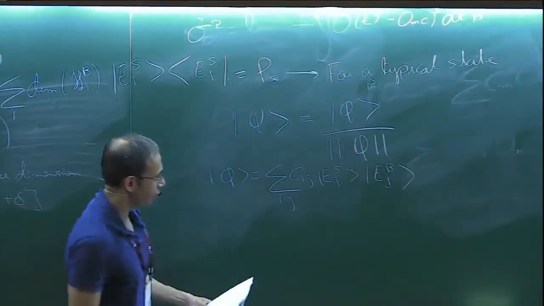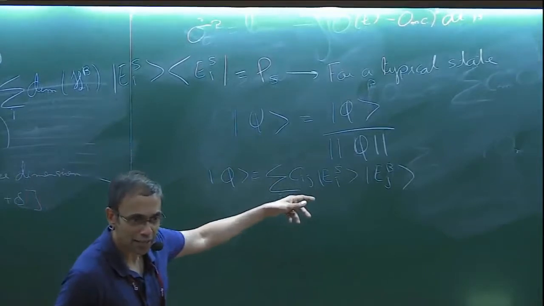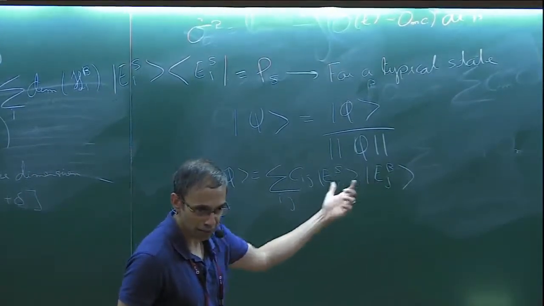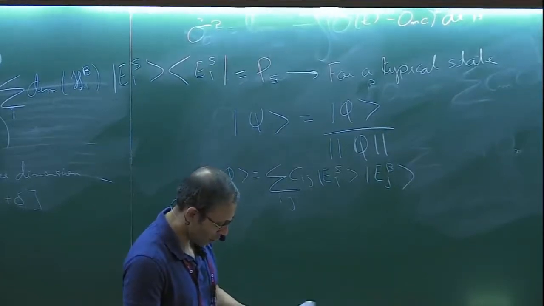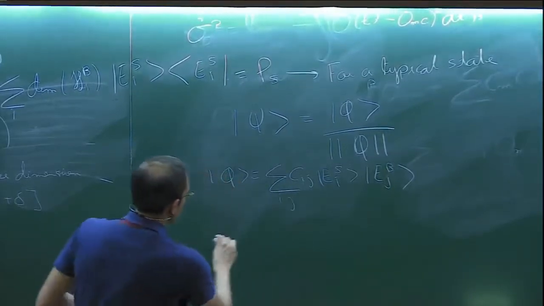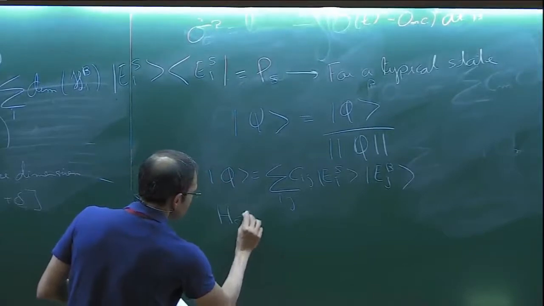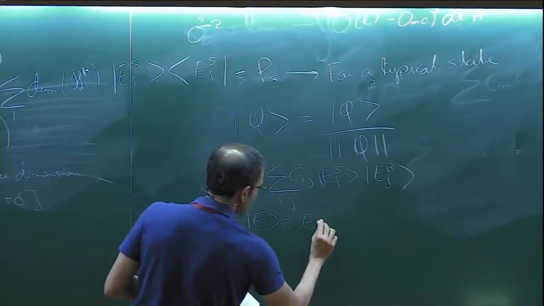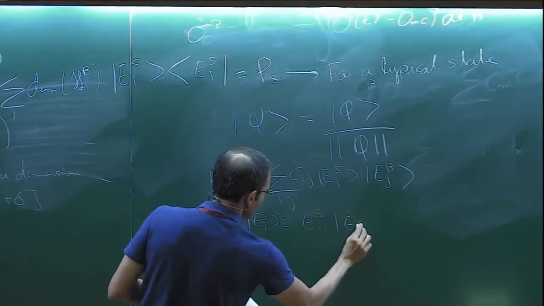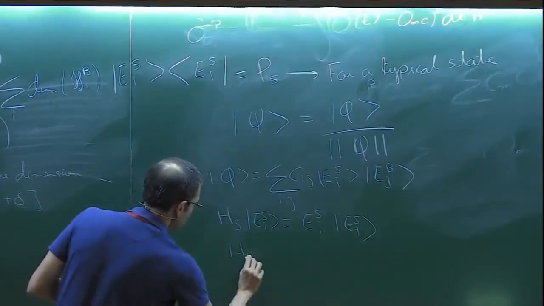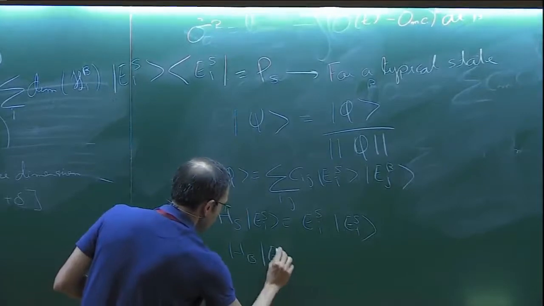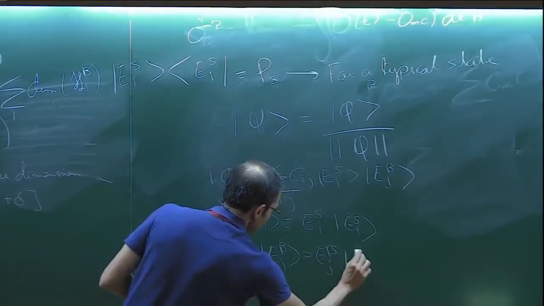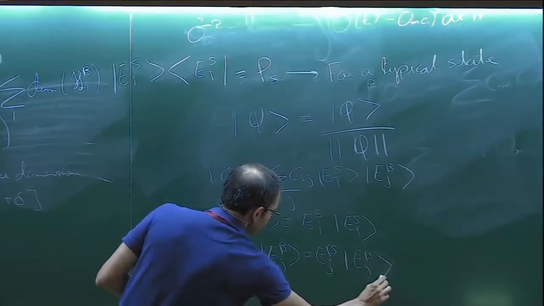So any state phi here can be written as a linear combination of products of eigenstates of the system and the bath, right, with these c_ij. Okay, so here what that means is that H_system |E_i^S> is equal to E_i^S |E_i^S>, and H_bath |E_j^B> is equal to E_j^B |E_j^B>. Right?